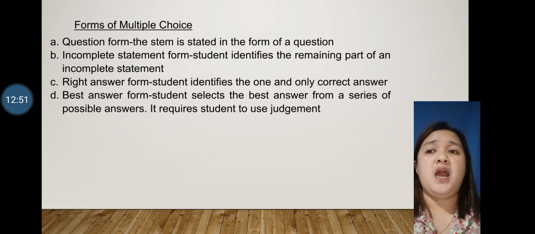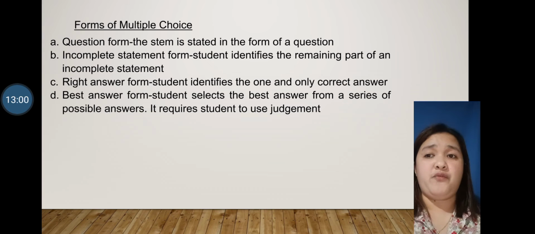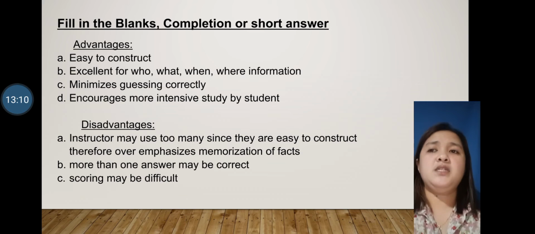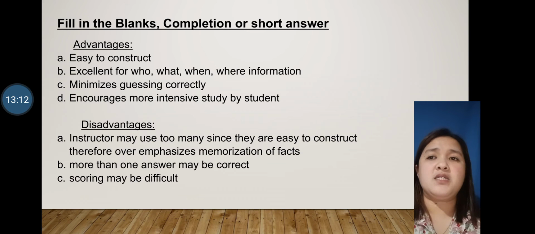The next is the right answer form, where the student identifies the one and only correct answer. Then we have the best answer form, where the student selects the best answer from a series of possible answers. It requires the student to use judgment. Next we have the fill in the blanks, completion or short answer.